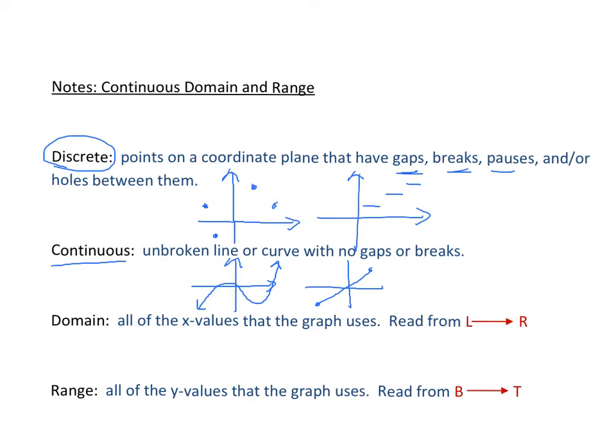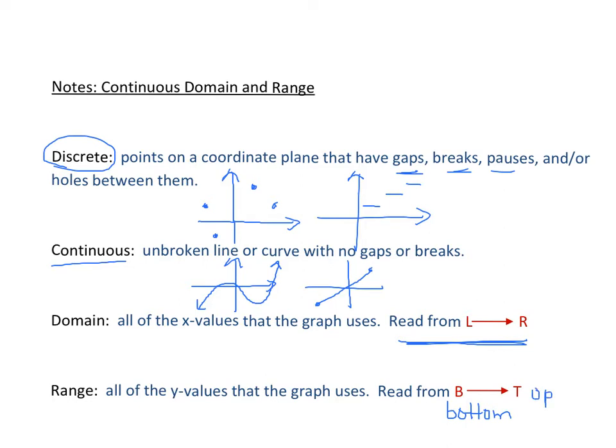between it. In this lesson we're going to look at domain and range. Domain, we've already talked about. Domain are all of the x values. When you write the domain for a continuous graph, you're going to read it from left to right. Range are all of the y values. Remember the y-axis goes up and down, so you're going to read it from the bottom to the top, and that's what the B and the T stands for. You can write that into your notes: bottom to the top.